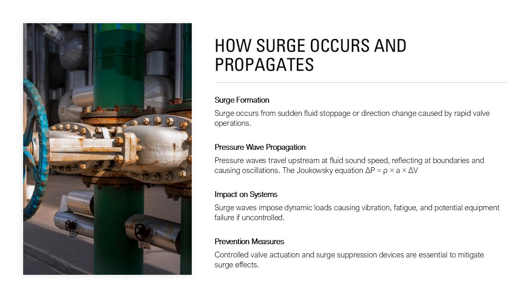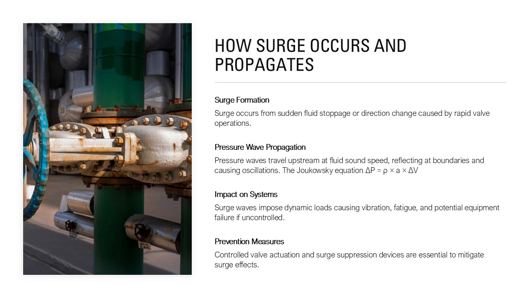This pressure wave reflects at boundaries such as closed ends or vessels, creating oscillations that can persist until dissipated by friction or damping mechanisms. The magnitude of the surge pressure is proportional to the fluid velocity and density, and inversely related to the valve closing time. For example, in liquid systems, the Joukowsky equation estimates surge pressure as ΔP = ρ × A × ΔV, where ρ is fluid density, A is acoustic velocity, and ΔV is the change in fluid velocity.